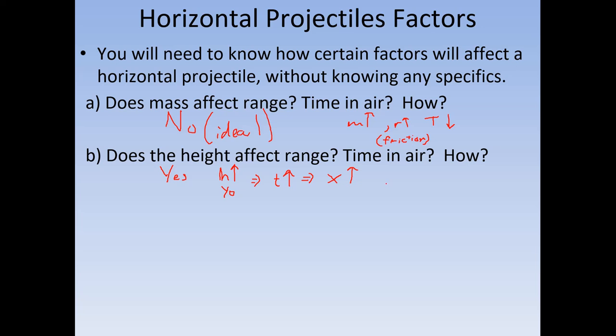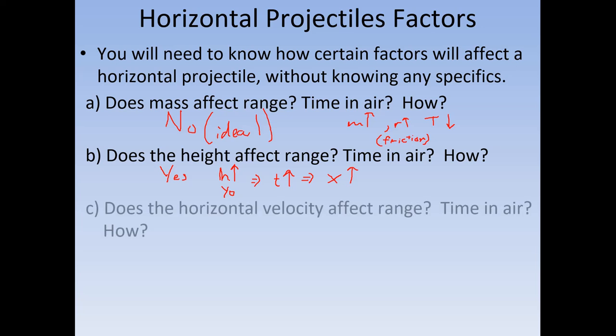Because remember, the time in the air, the object's moving horizontally at a constant speed. So the time in the air means that it's going to move at that constant speed for a longer amount of time. So instead of landing on the ground 5 seconds later, it landing 7 seconds later means that it's going to travel 2 extra seconds longer horizontally. So height actually does have an effect on everything.